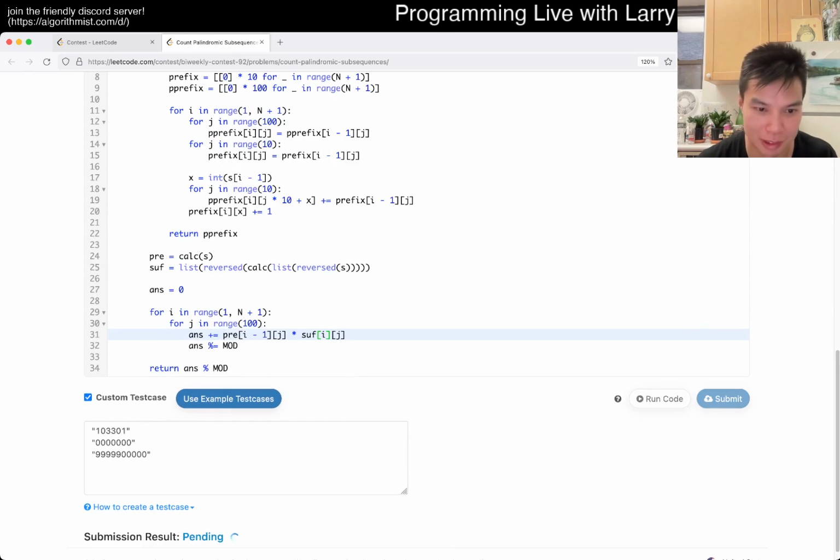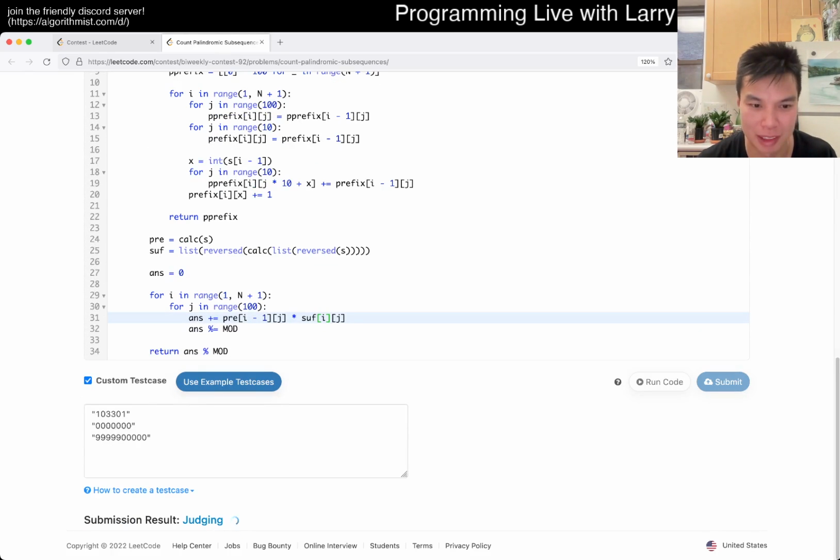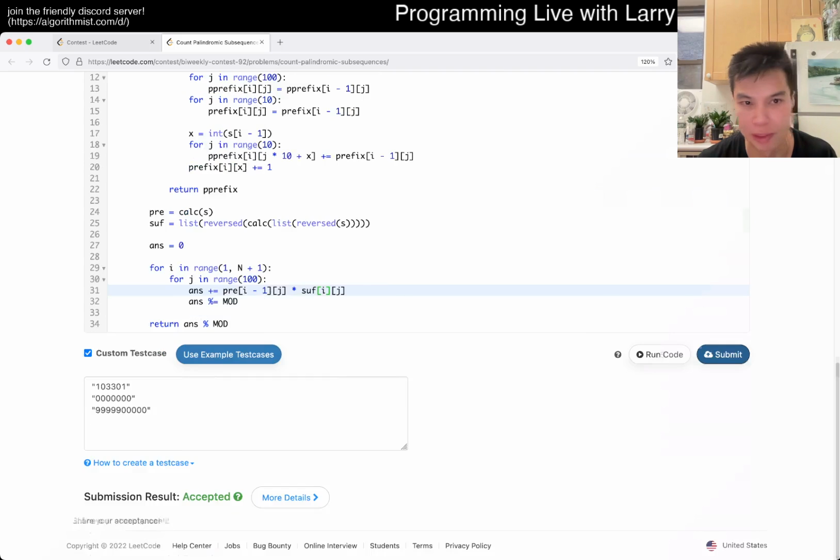Let's give it a submit. Maybe some silly edge cases, but it's linear-ish. Okay.